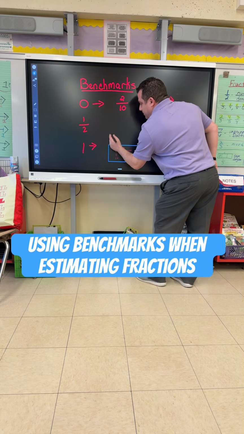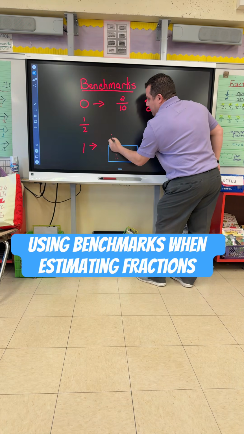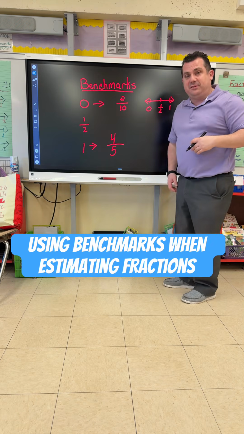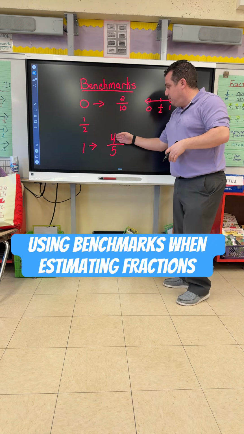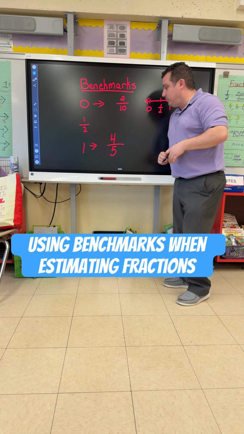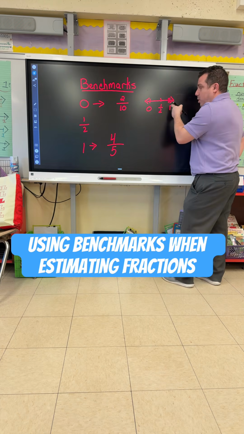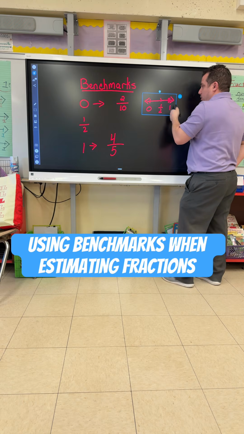Maybe I'm using fifths. 4/5 is close to a whole because our numerator is close to our denominator. We would place that close to 1 on our number line.